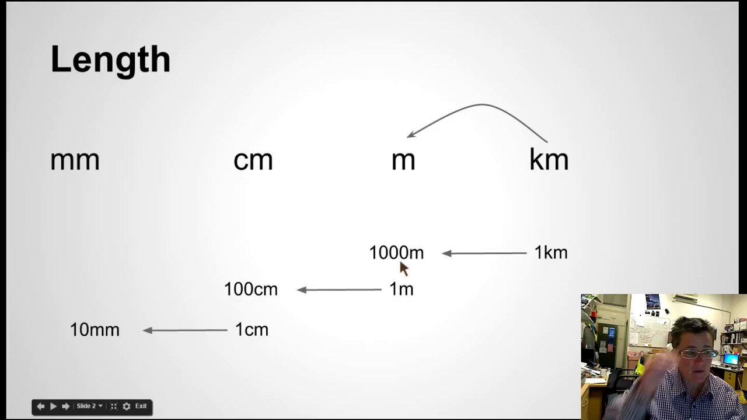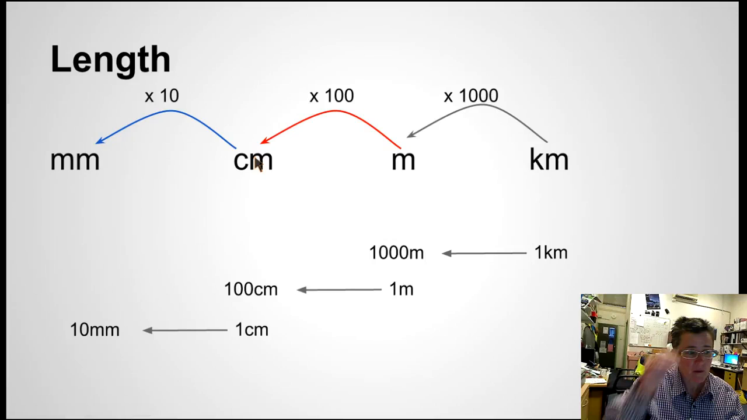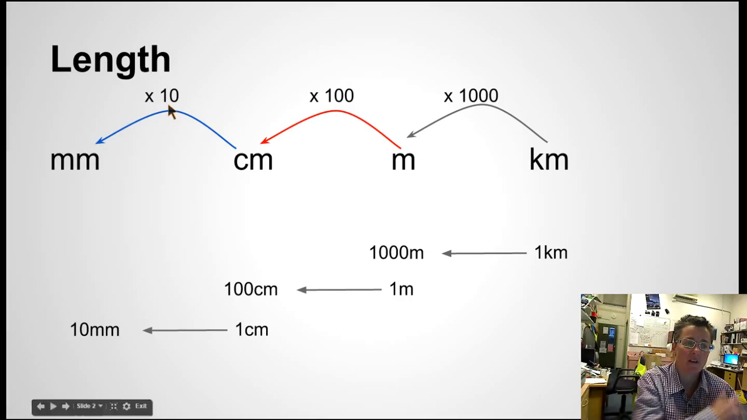So 1 kilometer is 1,000 meters, so we multiply the number of kilometers by 1,000. So if we had 2 kilometers, multiply it by 1,000, 2,000 meters. To go from meters to centimeters, we multiply by 100. So if we had 5.5 meters, we'd multiply that by 100 and we'd get 550. To go from centimeters to millimeters, because there's 10 millimeters in a centimeter, we multiply by 10. So 75 centimeters times 10 would give us 750 millimeters.